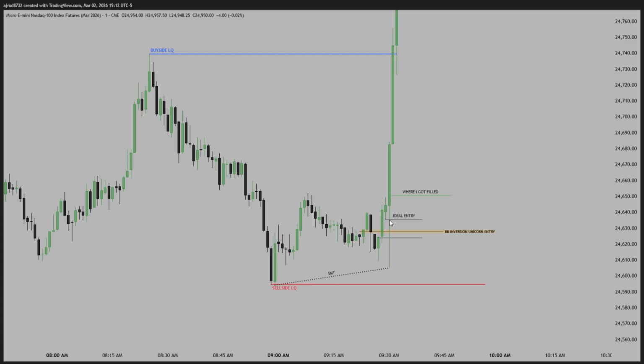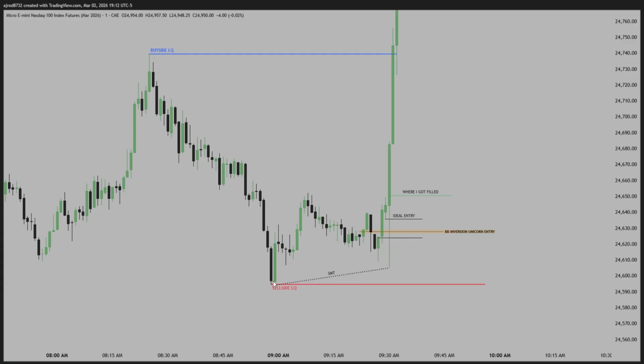My ideal entry was this fair value gap here. This is a unicorn entry. Whenever you have a fair value gap in line with a breaker block, that's a unicorn entry. This is the lowest that I don't want to see price go to, which is a breaker block inversion unicorn entry. Specifically this one, because there's an inversion there. And if price digs down into there, I could see that being where price stops. But that would be a good model away from 9:30. And that's not what happened.